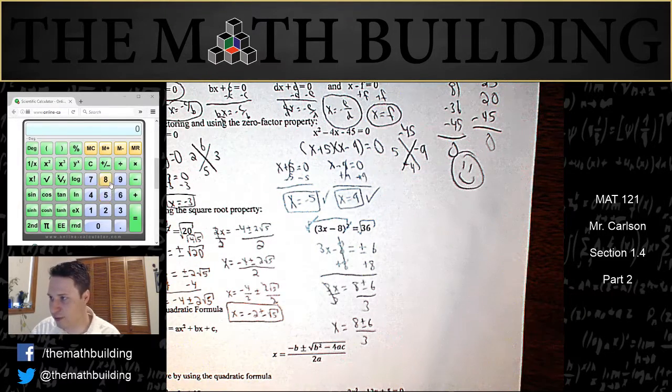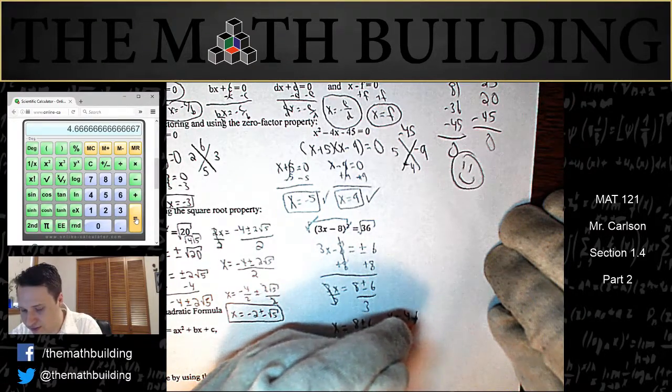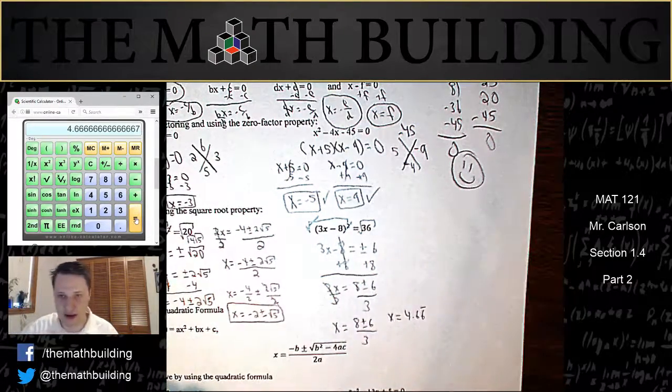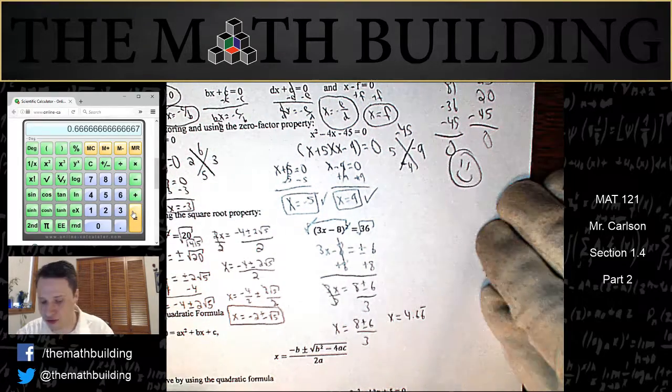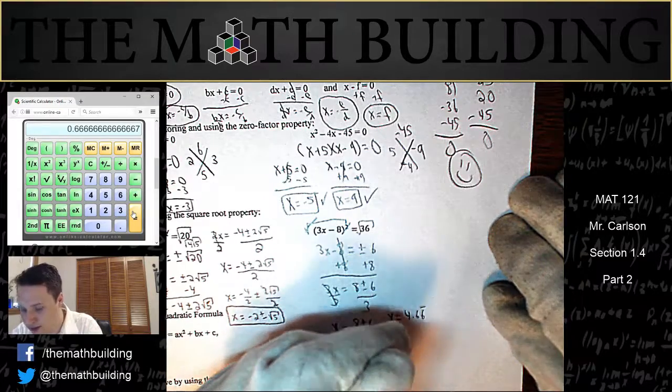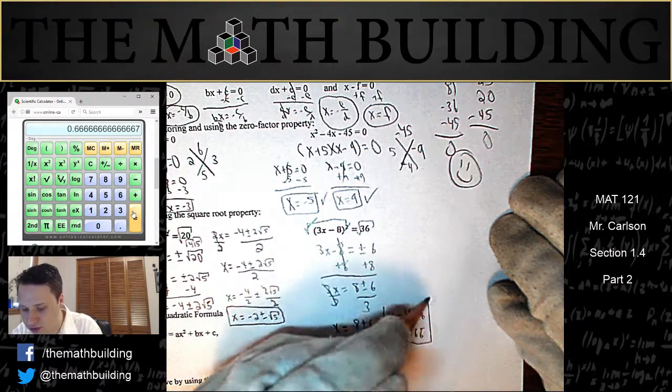Our first answer would be 8 plus 6 equals 14 divided by 3. So our first answer would be x equals 4.66 repeating. Now let's find the other answer. It would be 8 minus 6 divided by 3, which would be 2/3, which would be x equals 0.66666 repeating. So those are your two answers.